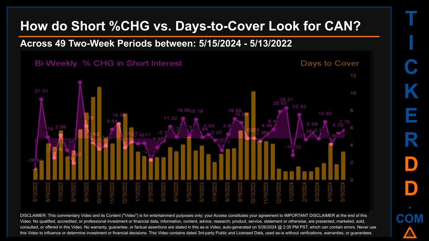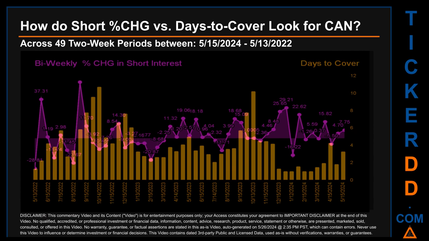Other interesting data points include: the largest percentage increase in short interest was 53.89%. It occurred once on August 31, 2022 settlement date. The largest percentage decrease in short interest found across those 49 2-week snapshots was minus 28.81%. It occurred once on May 13, 2022 settlement date.